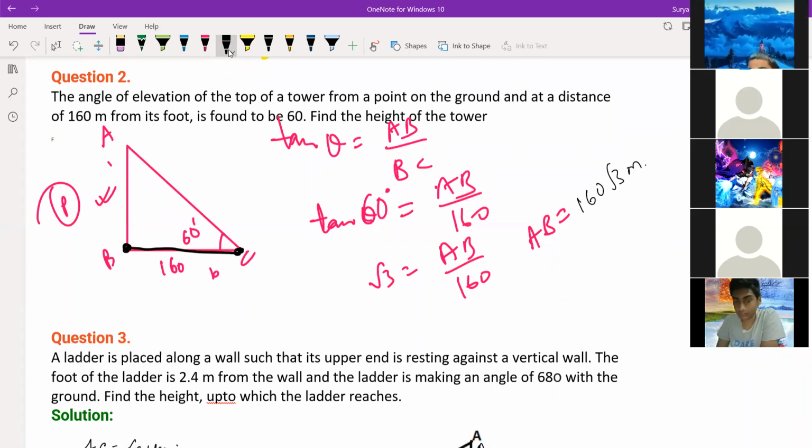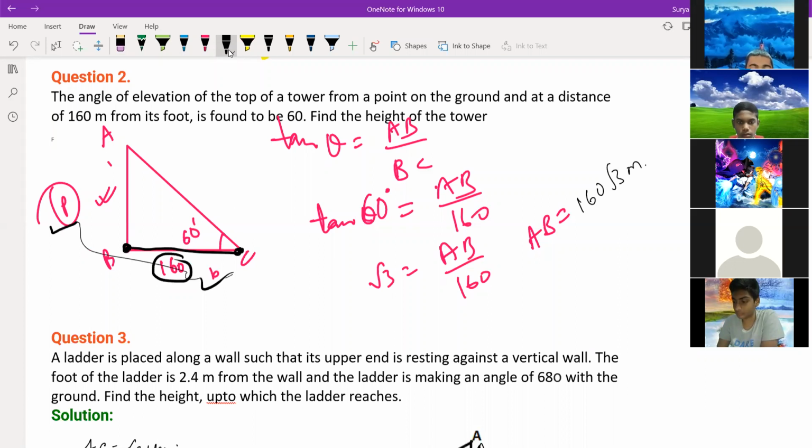Again, we are getting the relation between P and B only. So tan theta is equal to AB by BC. The same thing, you apply the formula and get the answer. That is 160 √3. It's not divided, 160 √3.